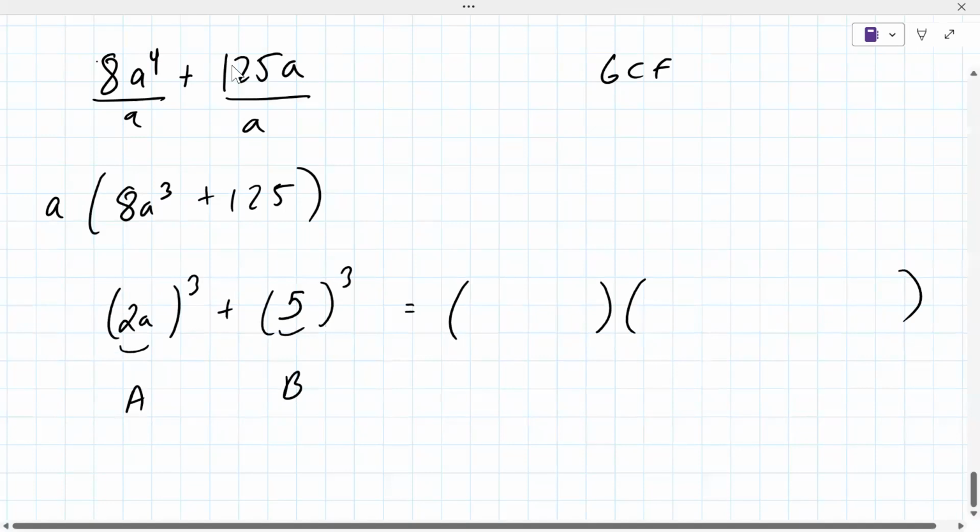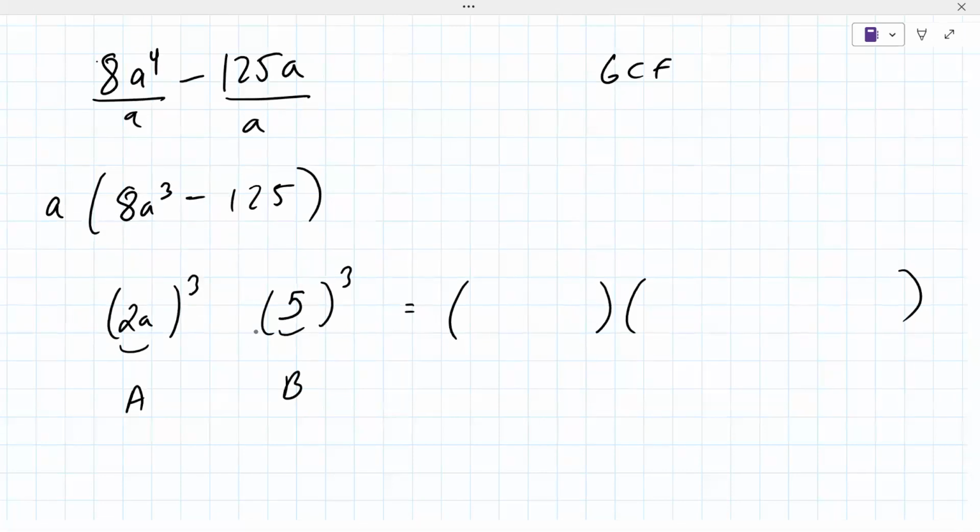Oh, sorry, this one's slightly different. I didn't mean to do that. Let me put the negative in here. I did not mean to do that. That's confusing. We'll get to that in a moment. Okay, give this a try, please, for that difference of cubes.